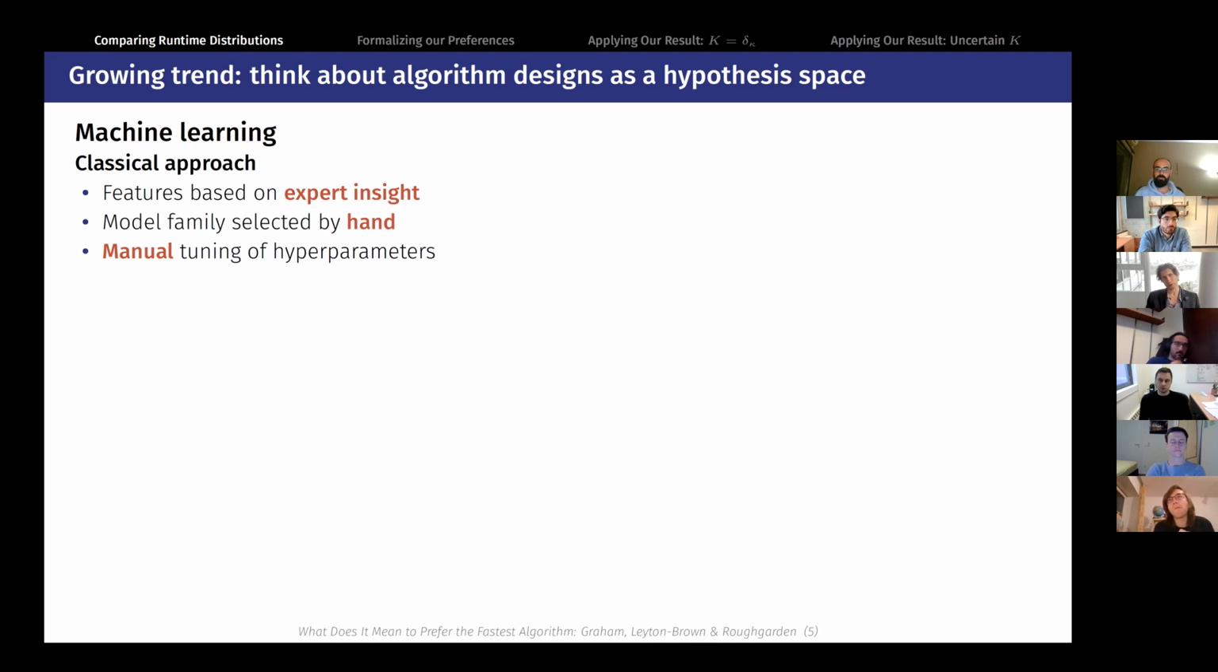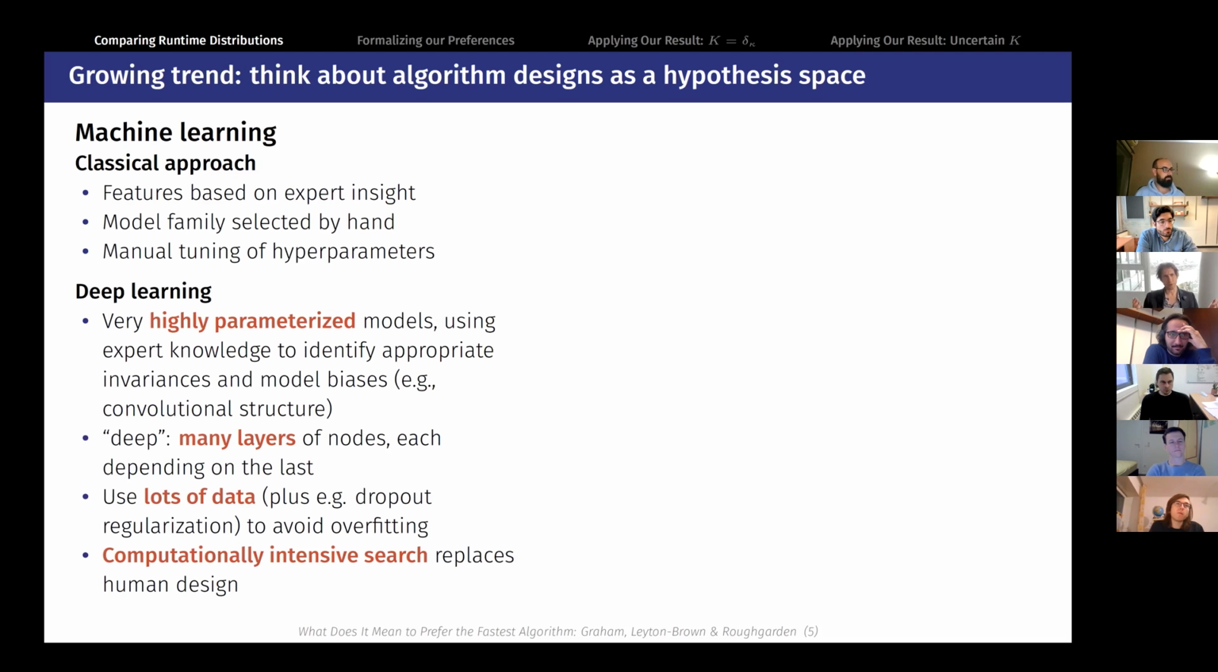So, in machine learning back in the 90s, people used to think about this classical approach where you would make features based on expert insight. You would tune a model family by hand. Maybe you'd go to NeurIPS and figure out what the fanciest version of SVMs was that year. And then you'd manually tune some hyperparameters to come up with your best model. And as we all know, we've moved to this end-to-end kind of world where we work with incredibly highly parameterized models, where we use very much less expert knowledge to identify at most invariances and biases.